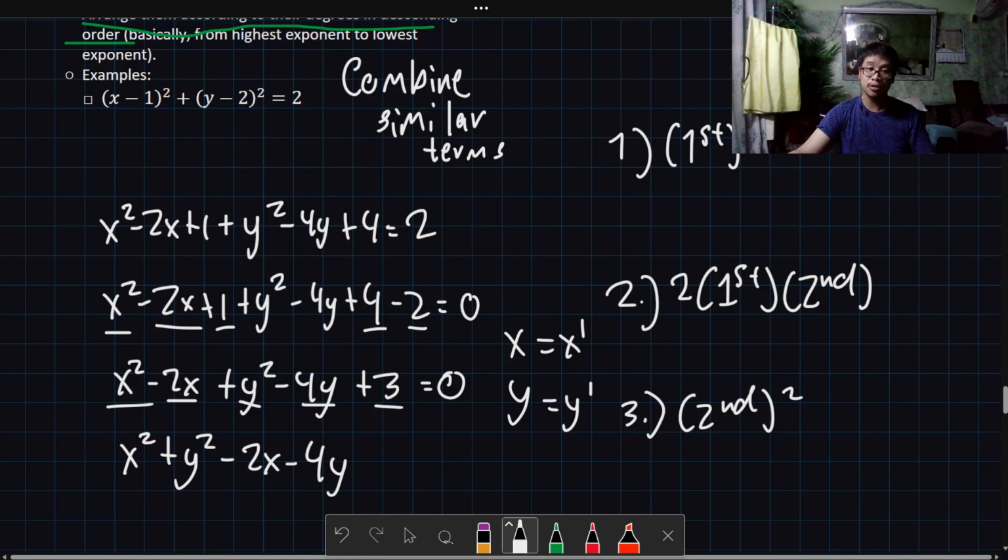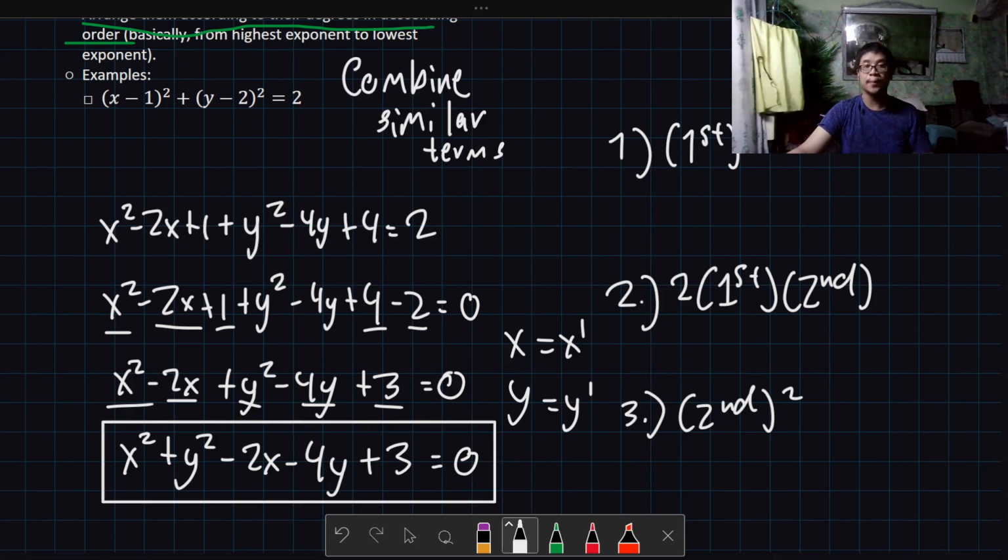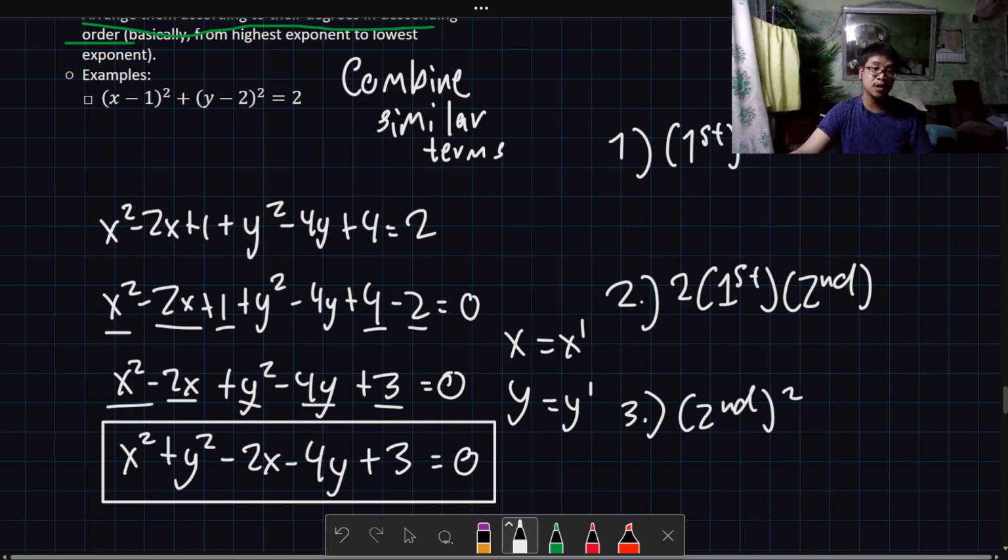Then lastly, the constant term, which I already explained, the exponent of the variable is 0, so we will have plus 3 is equal to 0. And this is your final answer, all right? If you notice the pattern, this is actually the most recommended or common way to represent a general form of a circle.